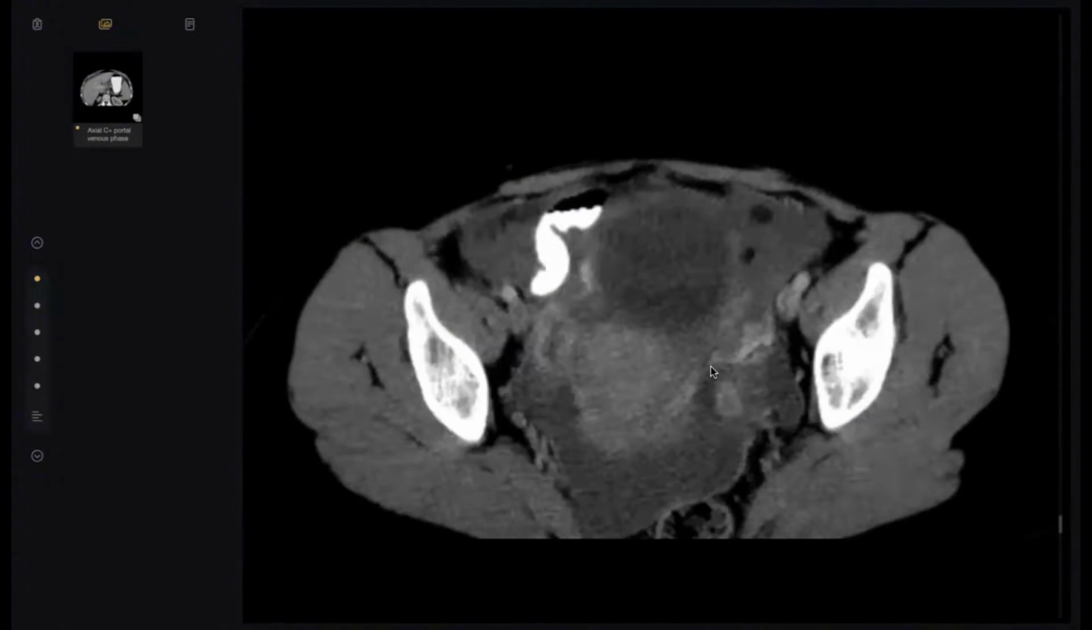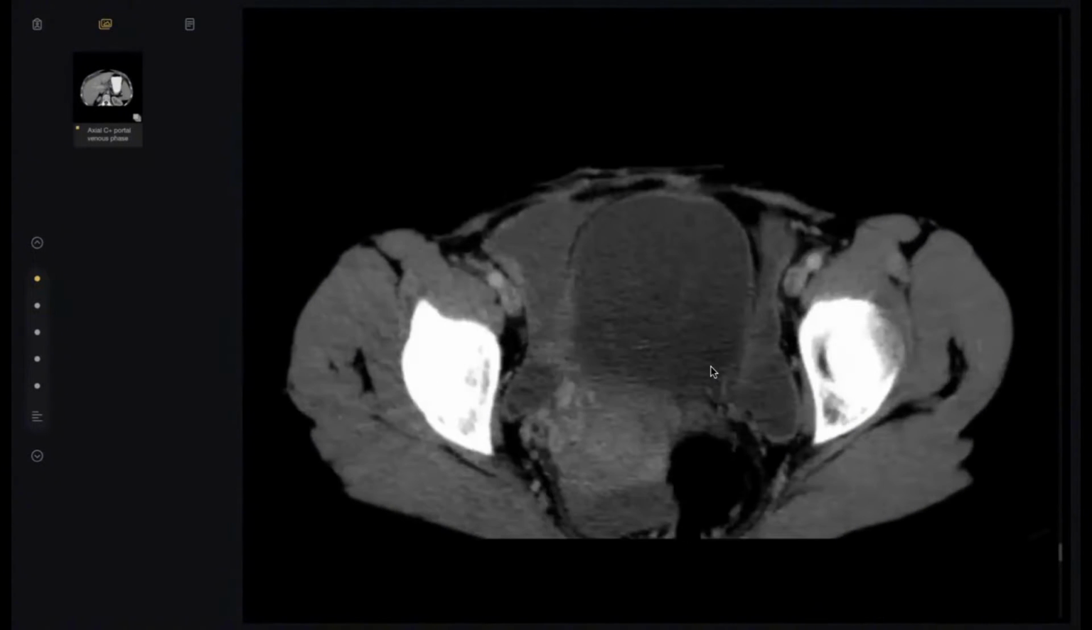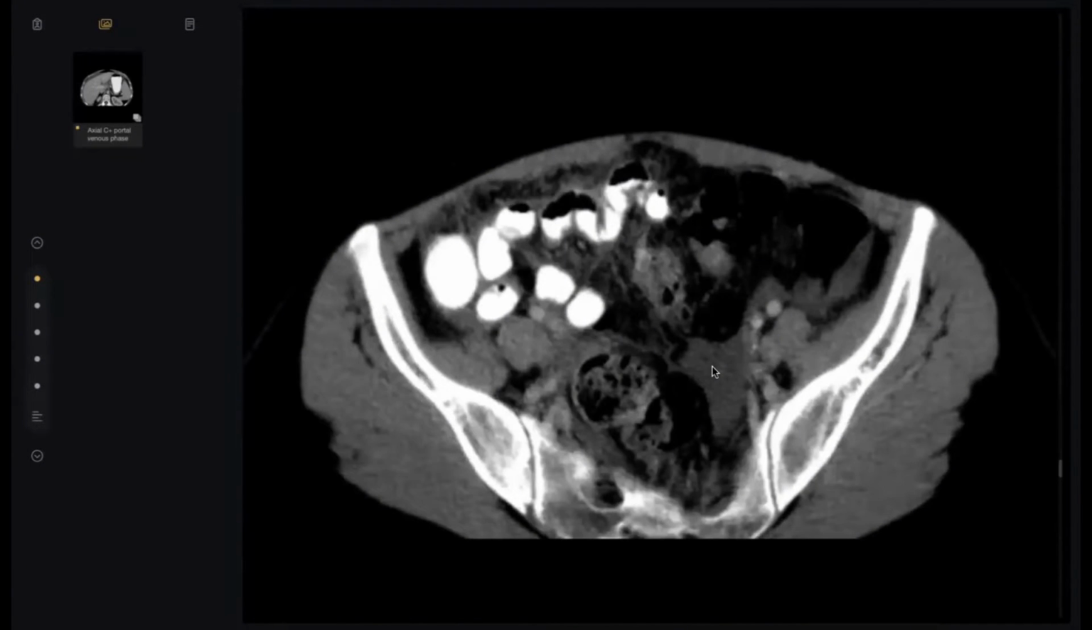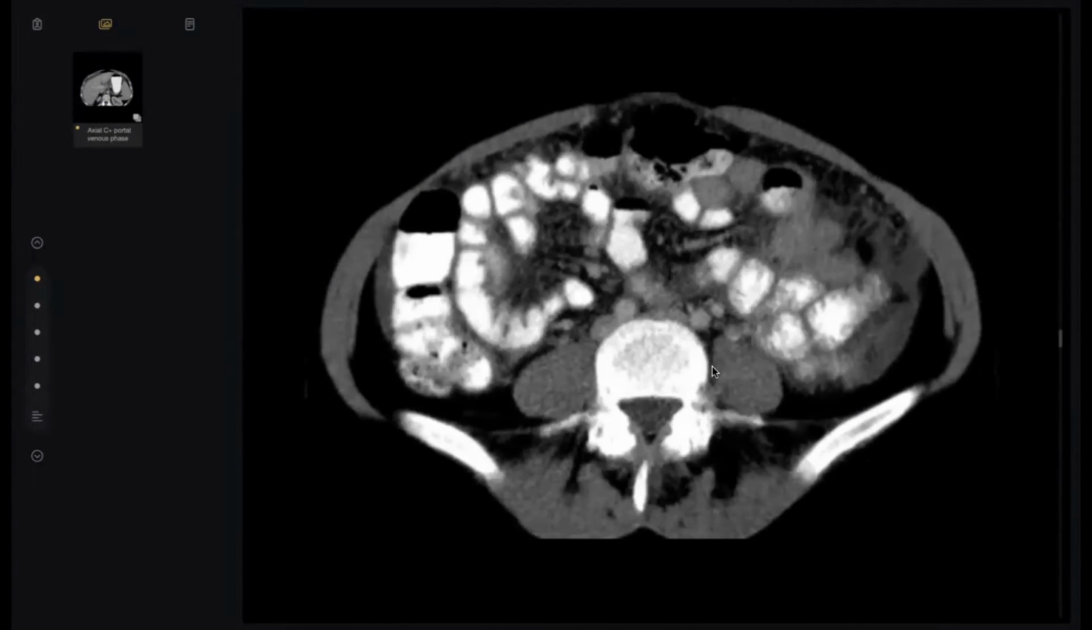Sir, I can appreciate free fluid in the cul-de-sac, in the pelvis, as well as around the liver. The uterus appears grossly unremarkable, as well as the bilateral adnexa.